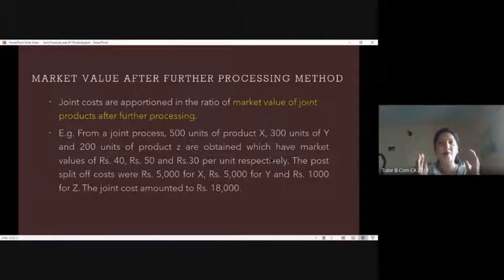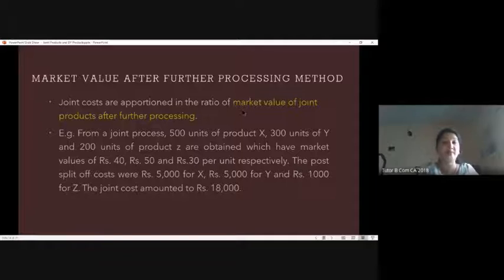So that is the logic in this method. It's not the market value alone at the point of split. It will also include the cost involved in further processing the product. That's why I gave the example of dairy products, where you require some kind of further processing before the product is brought to the market. That cost also will be taken care of when we are apportioning the joint cost into different joint products. So that is what this method is all about: joint costs are apportioned in the ratio of market value of joint products after further processing. In certain cases, after processing, the market value can increase.